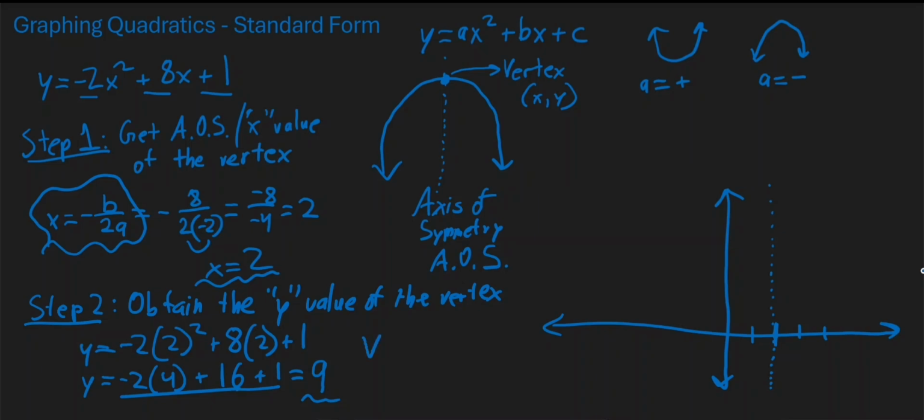So the vertex is located at (2, 9). And let's see, so we have 1, 2, 3, 4, 5, 6, 7, 8, 9. And that would be where the vertex is located. All right, so from there, would 1 point be enough for us to graph a parabola?